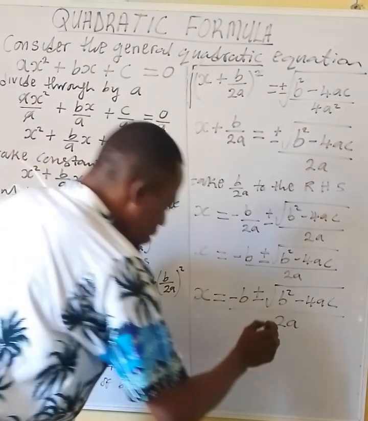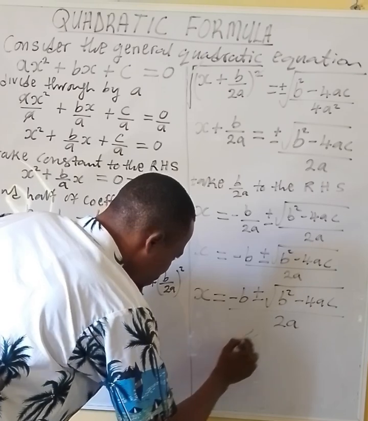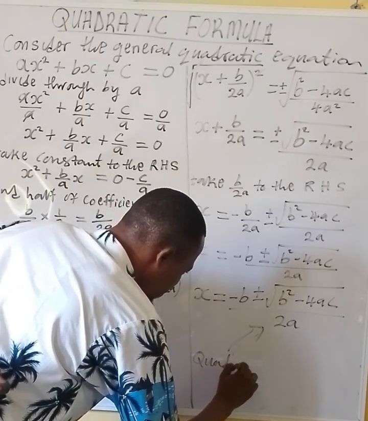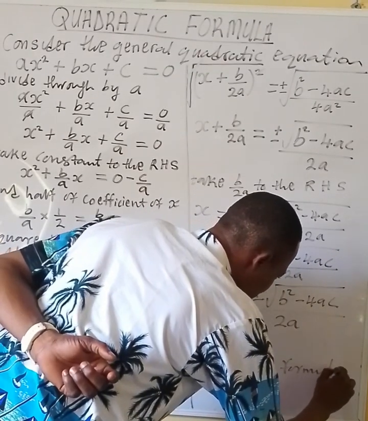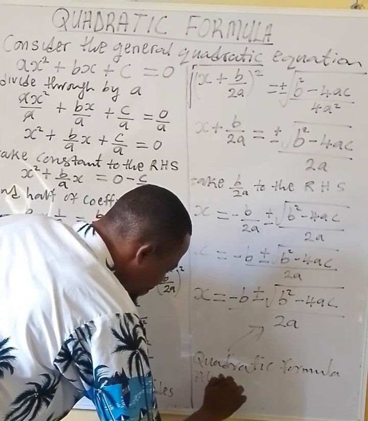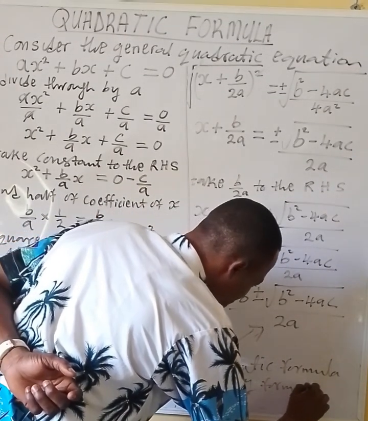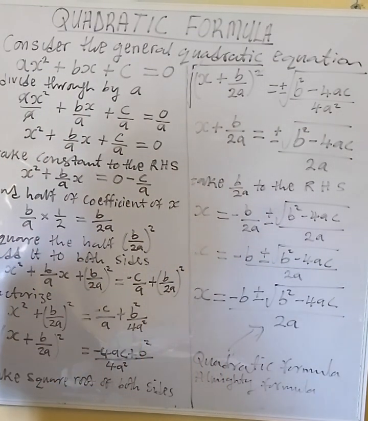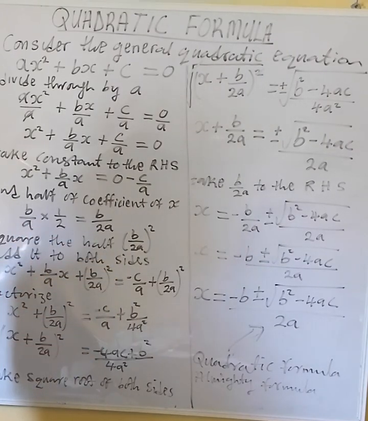So you can now indicate it there that, so that's what the quadratic formula, or almighty formula. Are we together now? So that's how to prove it. So after this clip, we are going to apply it to solve some quadratic equations.